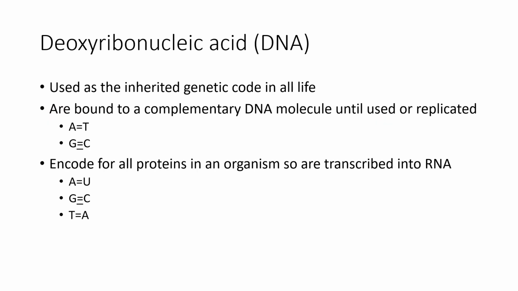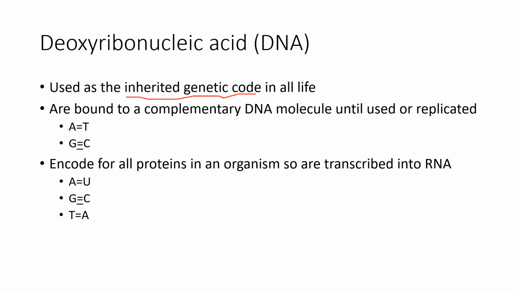The deoxyribose nucleic acids are actually the genetic material that we inherit. All life on this planet, at least, inherits DNA as its genetic code. Your DNA has all the proteins that you need for life. And the strands are bound complementary. So the T binds to the A, G binds to the C.